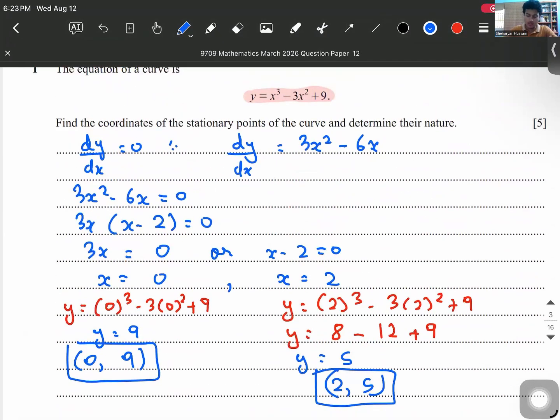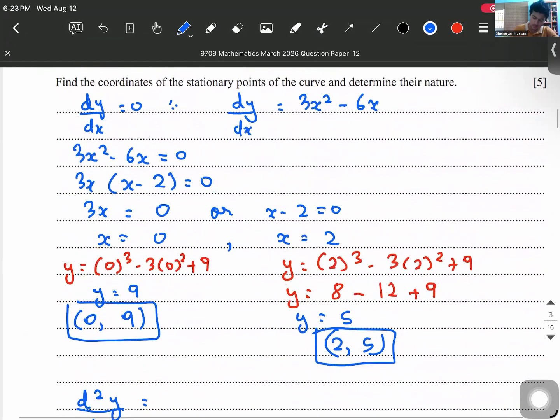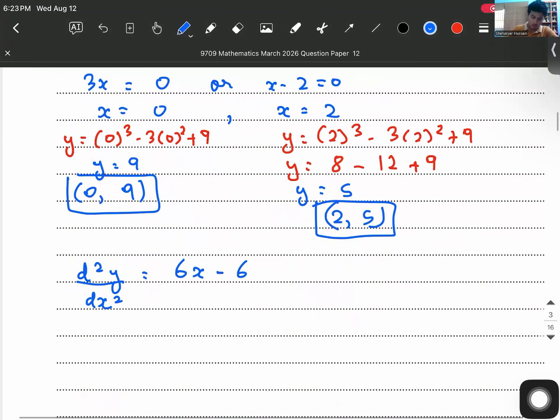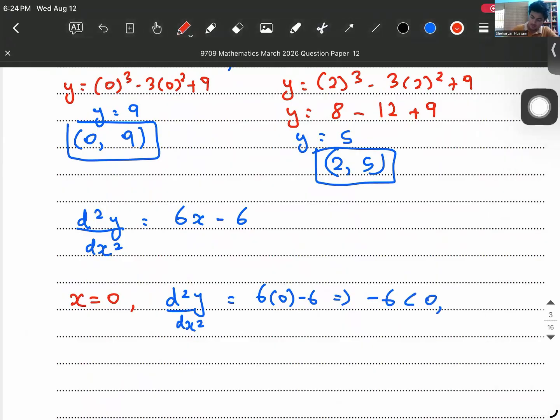Now, we need to determine their nature. For determining the nature, we need to find d squared y by dx squared. Basically, double differentiate the equation we had before. We differentiate the already differentiated equation, and that comes out to be 6x minus 6. Now we plug in the values of x that we got. Once we plug in x equals 0, d squared y by dx squared equals 6 into 0 minus 6, which equals minus 6. As this is less than 0, this will be a maximum point.